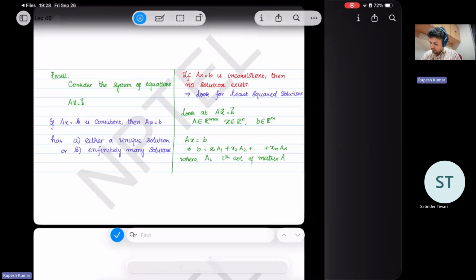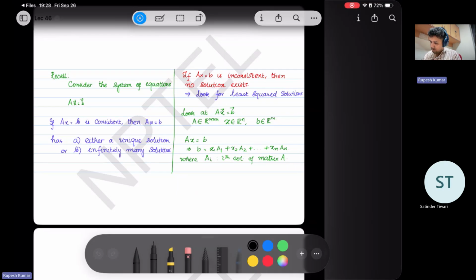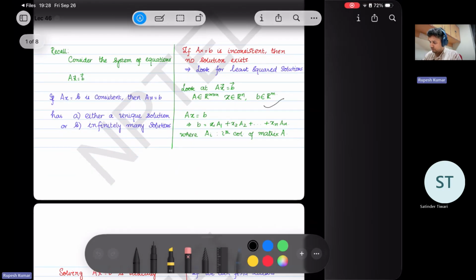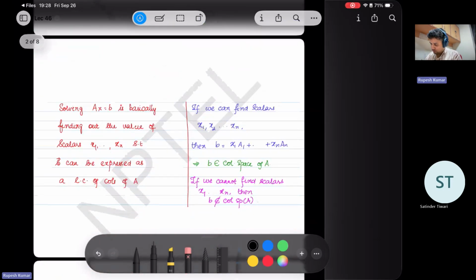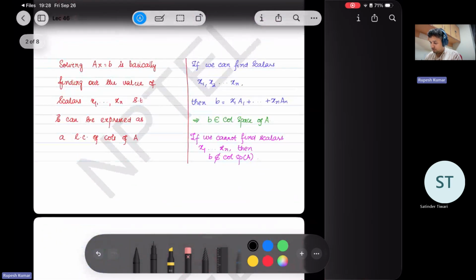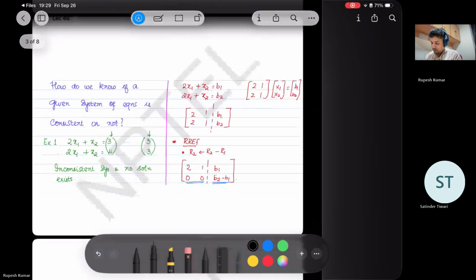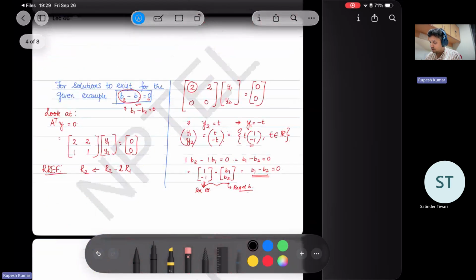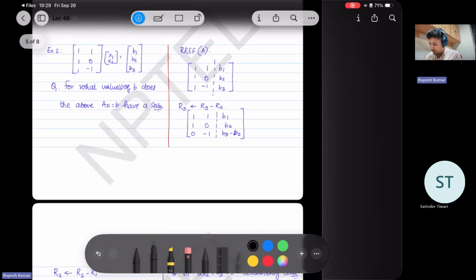Right. So we saw the system of linear equations in the very beginning of the lectures. This is clear to you, right? System of linear equations, the definition of a consistent system of equations, and how to solve the system of equations. Then what is the meaning of the solution? What is the column space of A? And then we saw how to see if the system of equations is consistent or not. You can use RREF to find out, right?